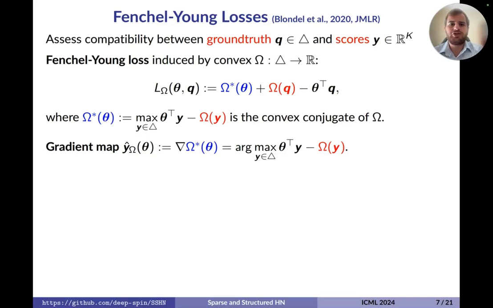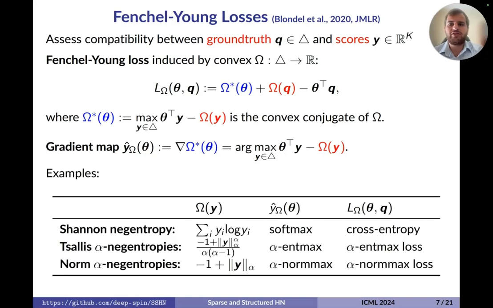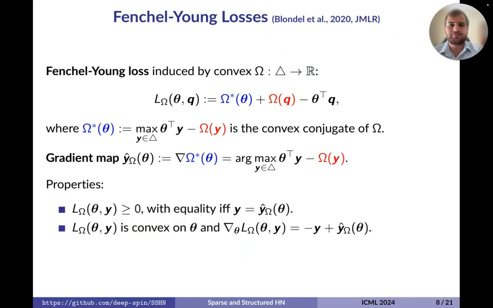The gradient map, which is defined by the regularized prediction function at y, which is simply the gradient of the convex conjugate, reduces to several cases such as the softmax and cross entropy loss when omega is a Shannon entropy, alpha-entmax loss when omega is a Tsallis entropy, or even alpha-normmax transformations when omega is a norm entropy.